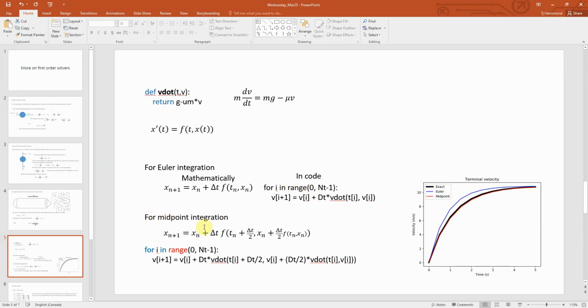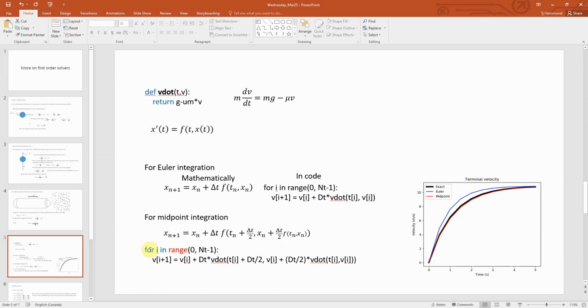For midpoint integration, it's not too much more difficult. Because we've defined this function, all we need to do is say that our next point is our current point plus delta t, just like we had before. And then we just have to put this in the function of our current time step plus 1/2 of this dt, and our current spatial step plus 1/2 dt times this derivative that we already have. So what does this look like in terms of code?